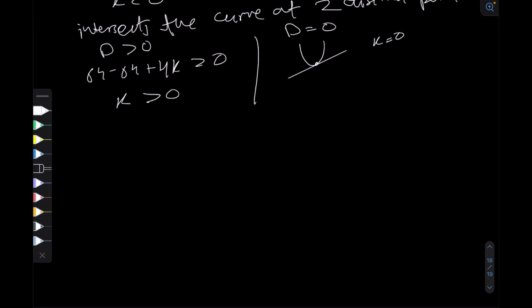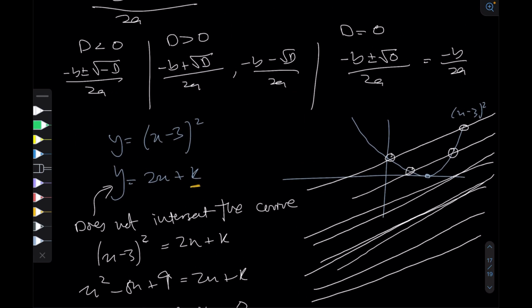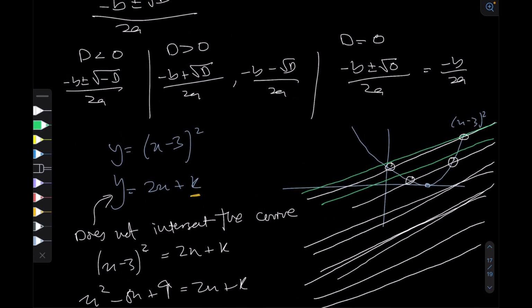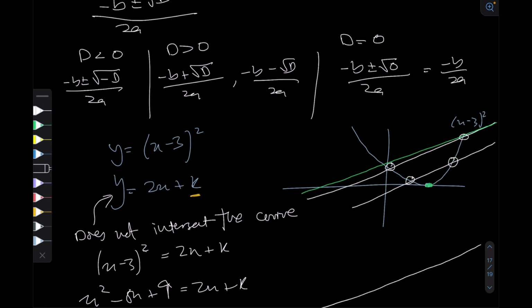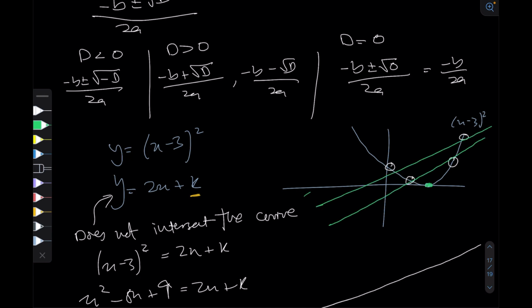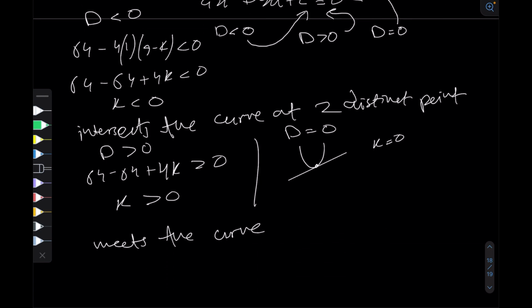Now the last case that I will look at is finding the values of k for which the line meets the curve. When we say meet, what we really mean is that it can intersect at two different points, but it can also be the case that it just touches the curve over here. When we say that a line meets the curve, it can be anything like this, that it intersects the curve at 2 points, or it could also just touch the curve at one single point. Notice how this is just the combination of these two cases.